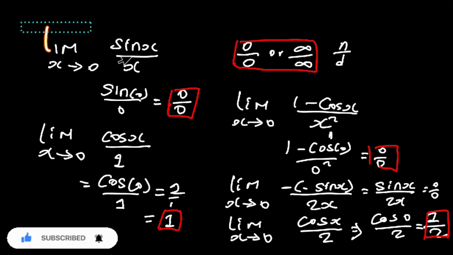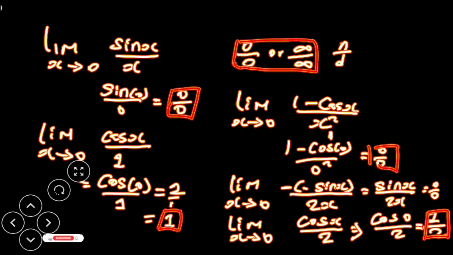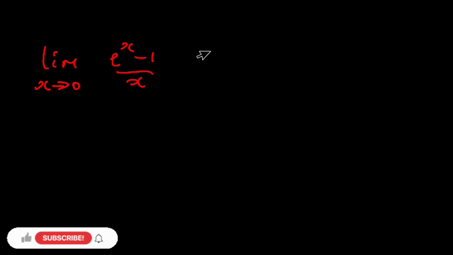Let's solve more questions. Let's evaluate this limit. Limit as x tends to 0 of e raised to power x minus 1 over x. Now, applying 0 to this, that is direct substitution, we're going to have 1 minus 1 over 0, which is equal to 0 over 0. So we can apply L'Hopital's rule.